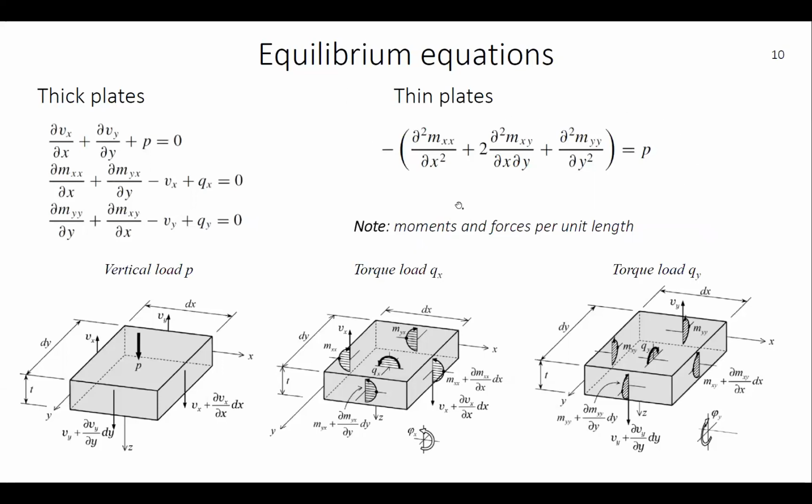Second order partial derivatives of the bending moments in the two directions and the twisting moments mxy. So similar to what I presented a few slides ago. And all the section forces are described per unit length. So you have bending moments in, say, Newton meter per meter, and shear forces in Newtons per meter.